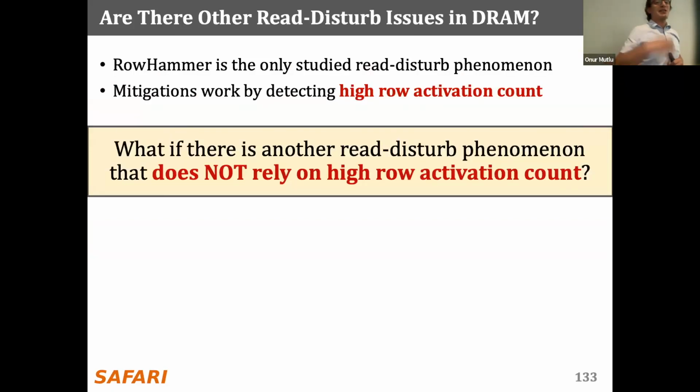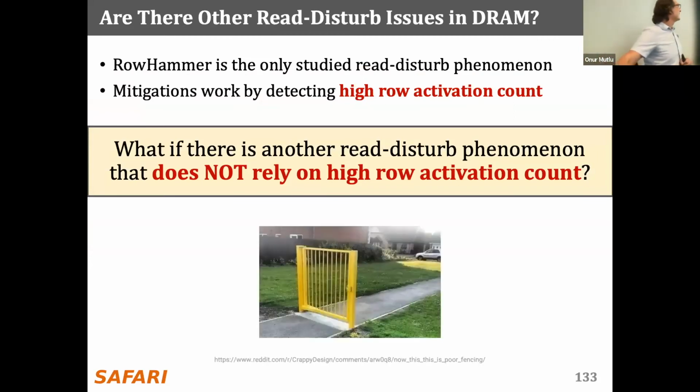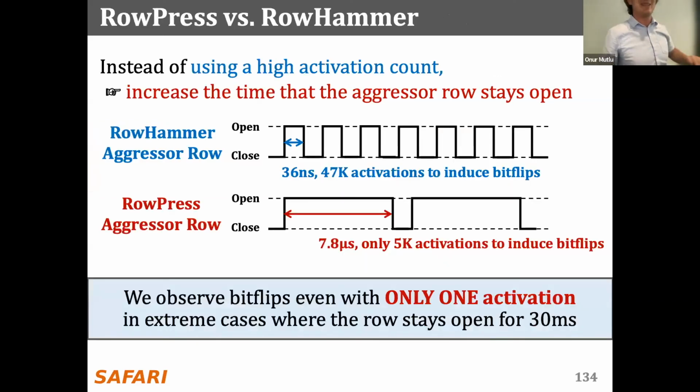So basically, why did we want to look at this? Essentially, if you have a solution that doesn't rely on a high activation count, you can bypass it with this sort of mechanism. This is my student's drawing. I like that one. But basically, instead of relying on a high activation count like RowHammer attacks used to do, this is the minimum row open time that you can have in DRAM.